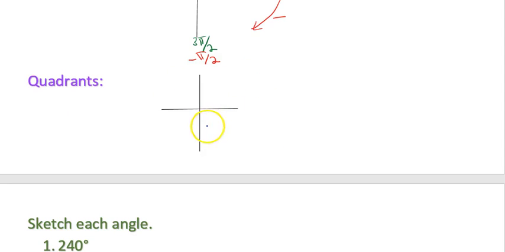Okay, and just a reminder, if you've forgotten your quadrants, they follow the direction that we're going to be going, which is counterclockwise most of the time. This is the first quadrant, this is quadrant 2, this is quadrant 3, and this is quadrant 4. So that's just for those of you who have not thought about that in a while.